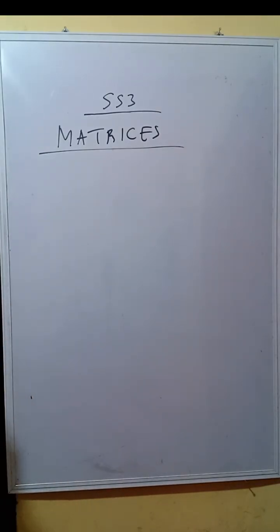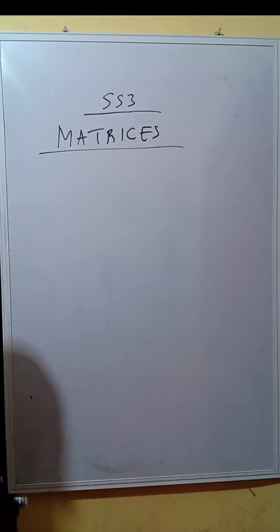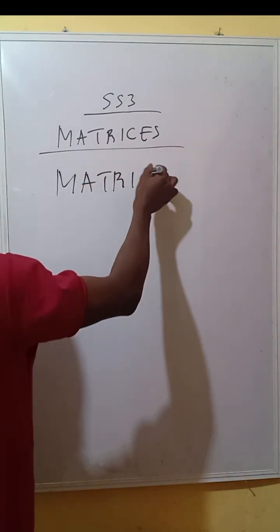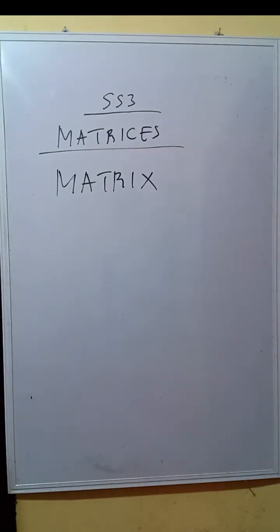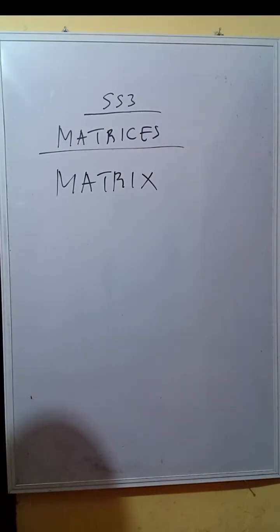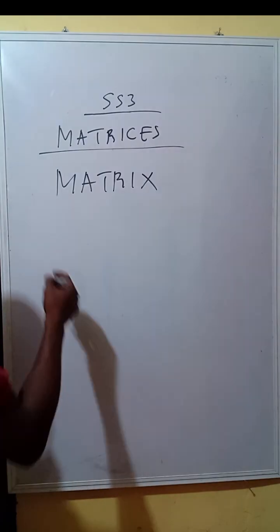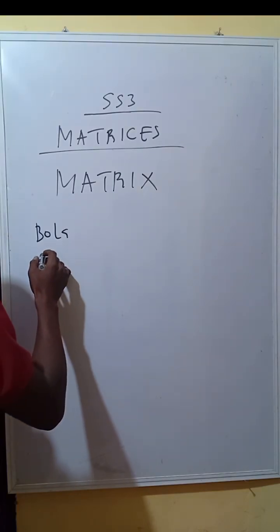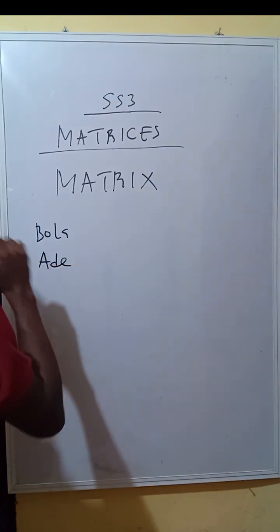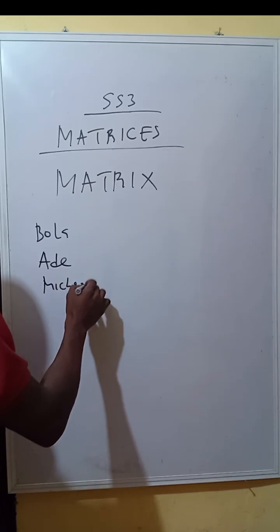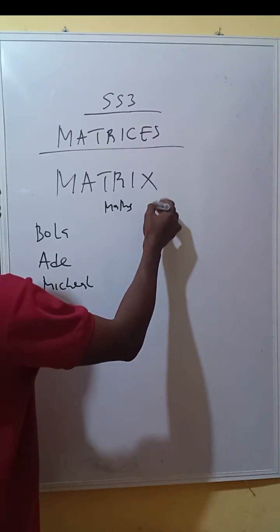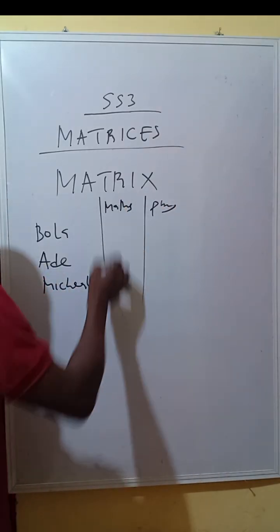Now, what is the concept of matrices? Matrices is actually the plural of the word matrix. A matrix is a rectangular array of numbers. It's a rectangular array of what numbers? Imagine this. Let's say these students, Bola, Adi, Michael. Let's say these are their test scores in maths and physics. These are their test scores.